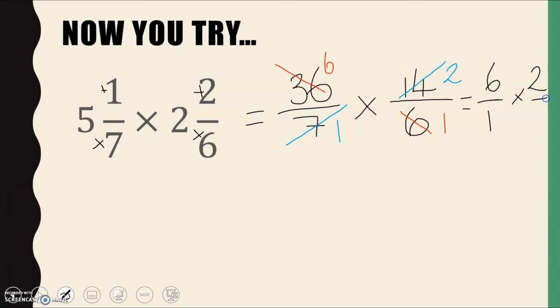times by 2/1. Well, 6 times by 2 is 12, and 1 times by 1 is 1, but anything over 1, well, that just means 12 divided by 1, and anything divided by 1 is just itself. So 12 is my answer there. Well done if you managed to get that answer.